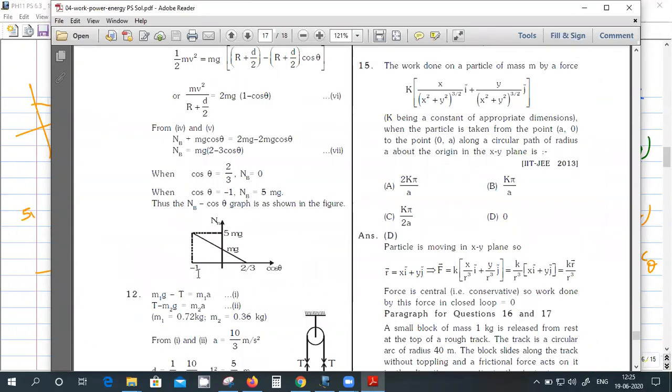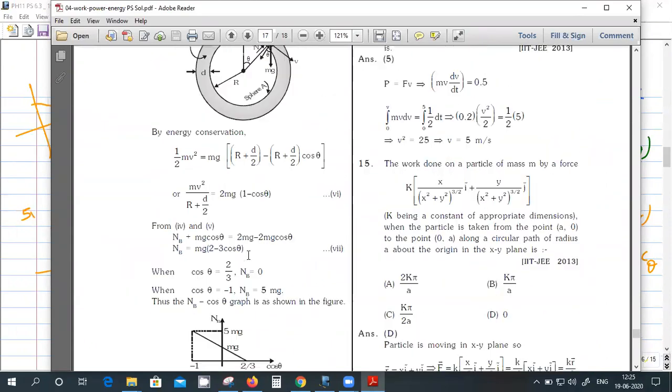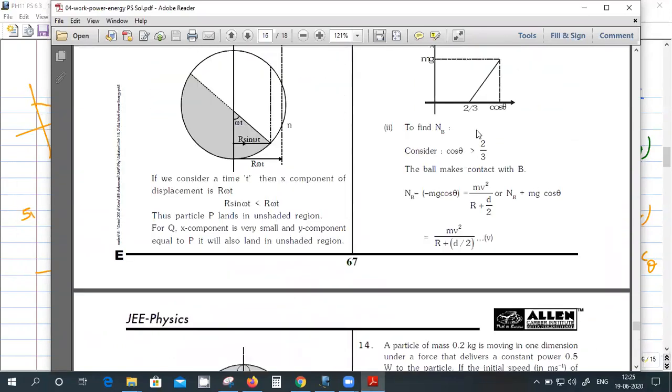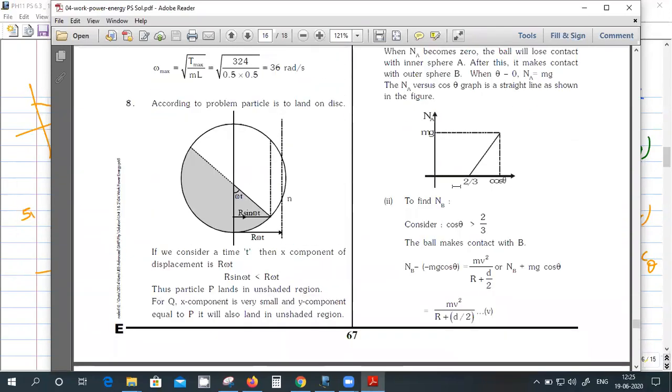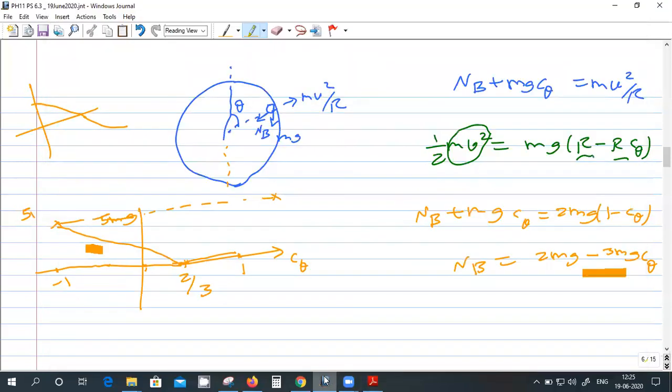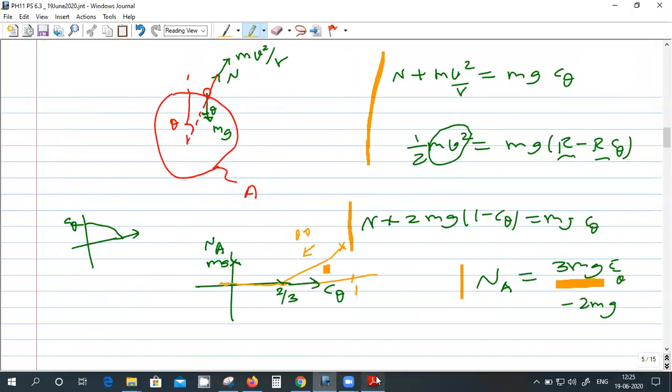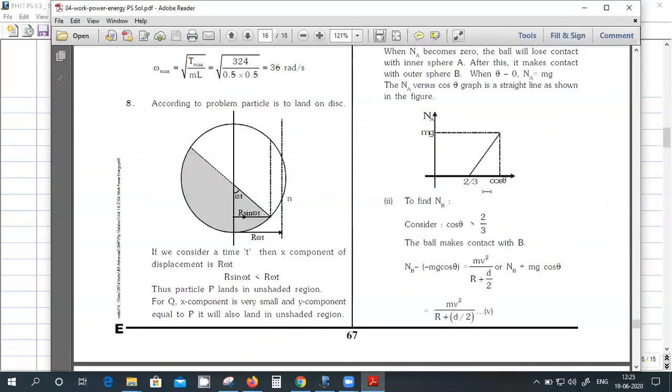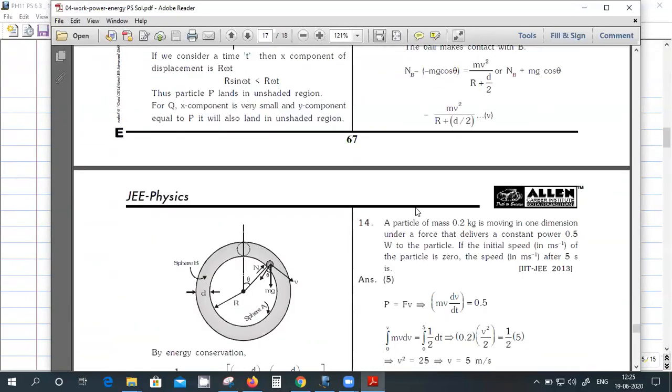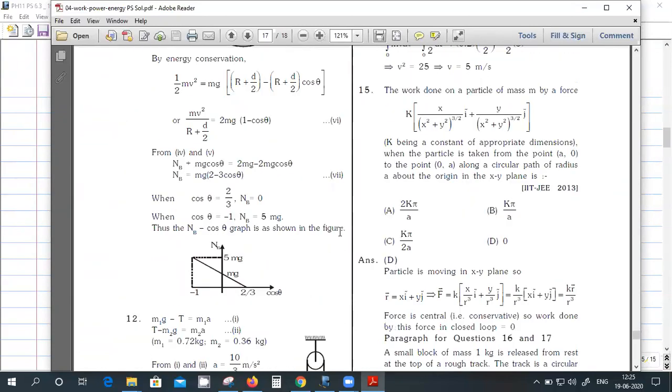This picture is correct, for NB. Here, this should have been reversed. Is that right? No, correct. The direction is this way. Actually, it's going this way. So what we did is correct. 2/3. This is NA and this is NB.